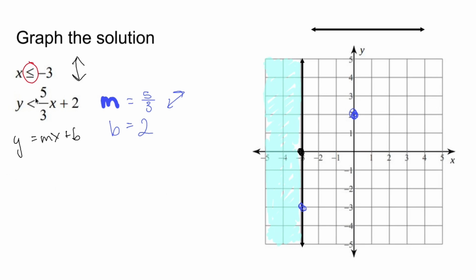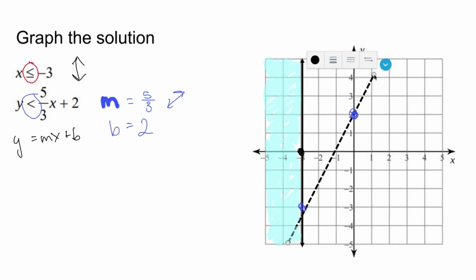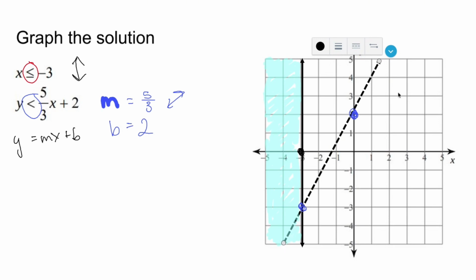Now here I have less than, not less than or equal to, which means I need to turn my line into a dashed line. So I connect the dots like this, like so. But I'm not done yet.